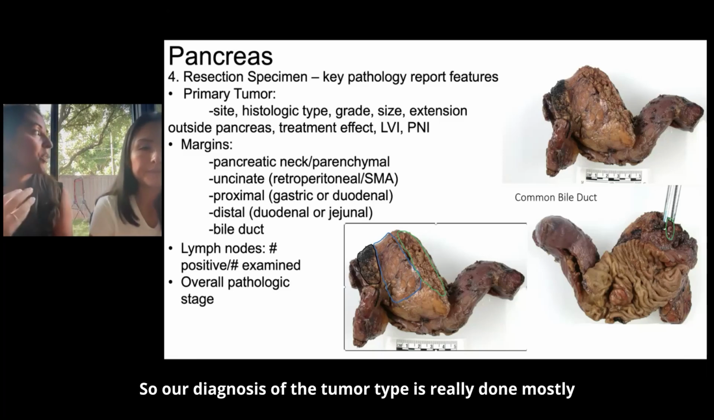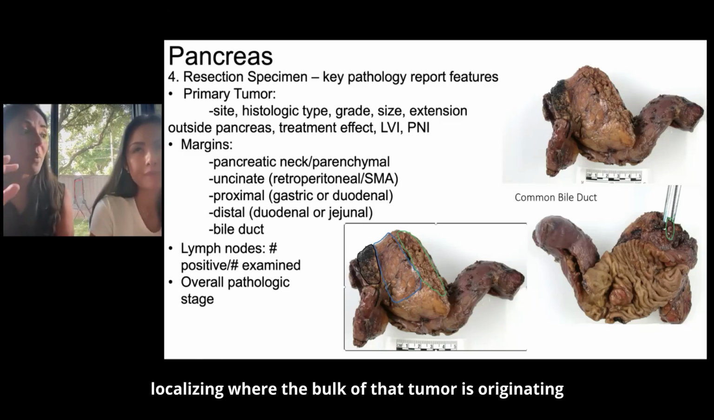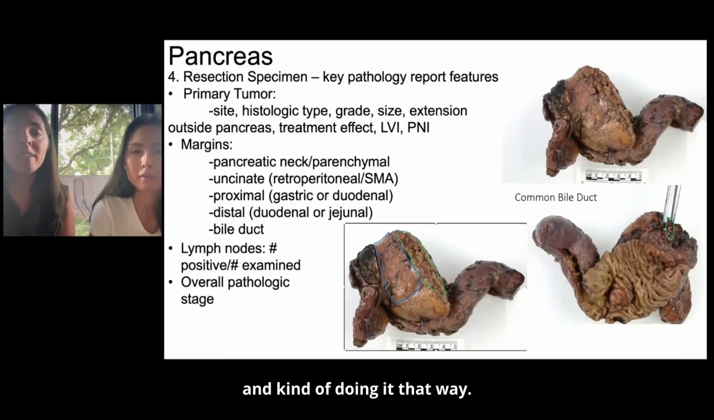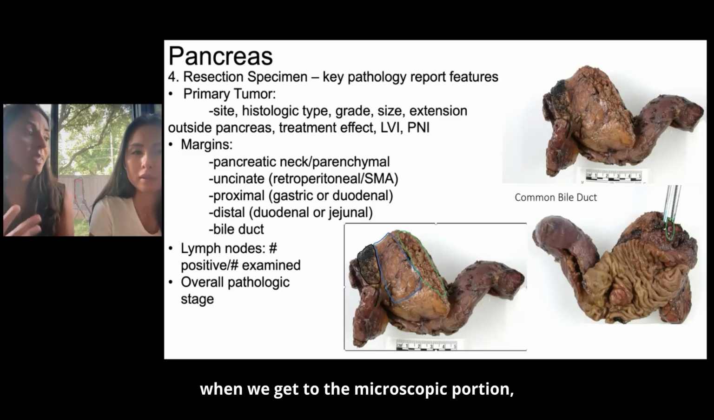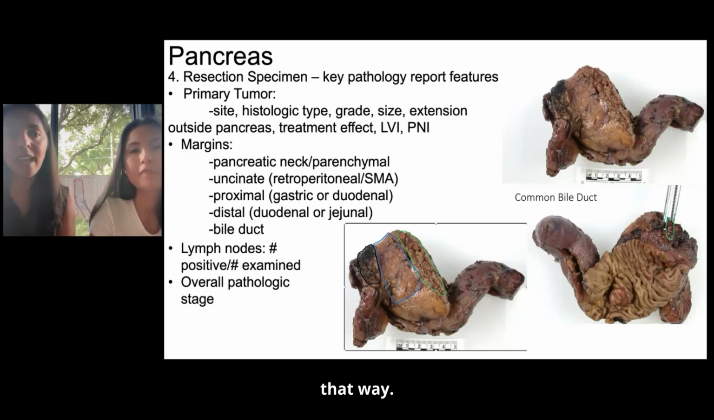So our diagnosis of the tumor type is really done mostly at the time of gross inspection, localizing where the bulk of that tumor is originating. Because as we've mentioned earlier, when we get to the microscopic portion, all of these tumors pretty much stain similarly, so there's not a great way for us to differentiate it that way.